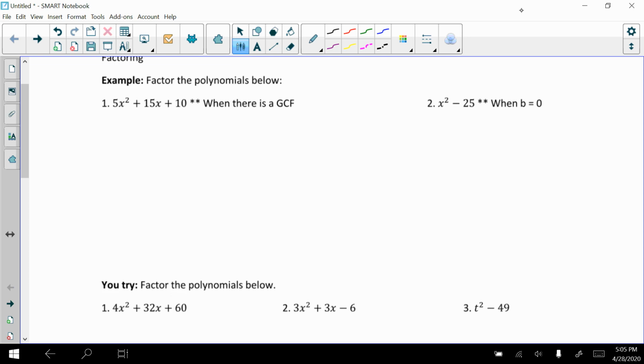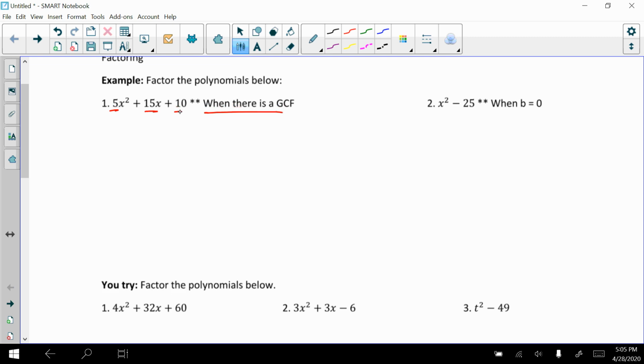So, first example, number one here. If I ask you to factor this polynomial, this is an example of when there's a GCF. One rule that you need to try to burn into your brain right now is that when you're factoring a polynomial, you always want to look for a GCF. And remember what a GCF is. That's something that I can divide each one of these terms by. And if there is a GCF, then you want to factor that out of the polynomial before you go ahead and factor it.